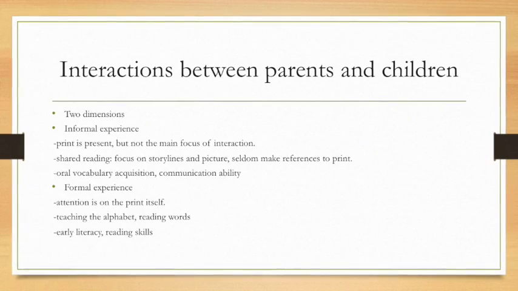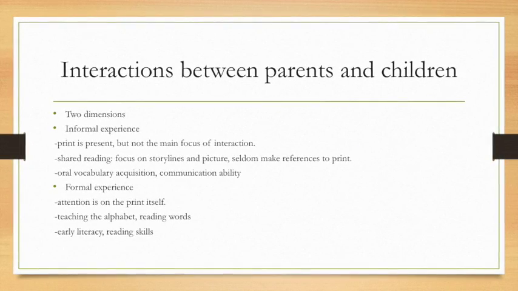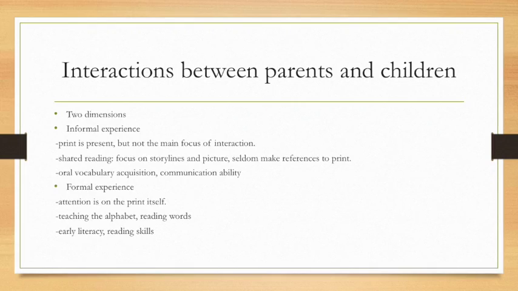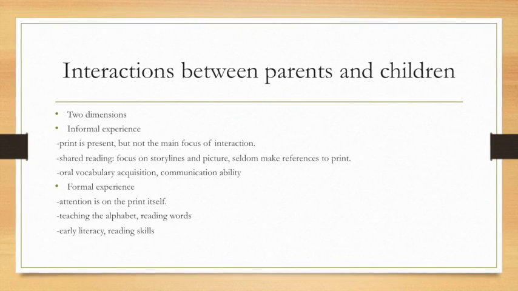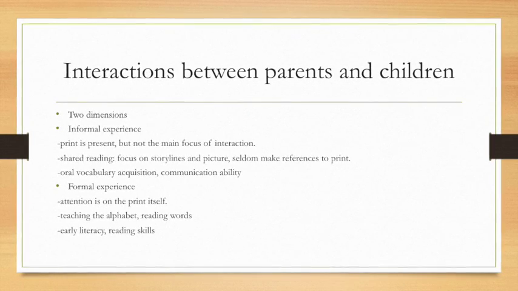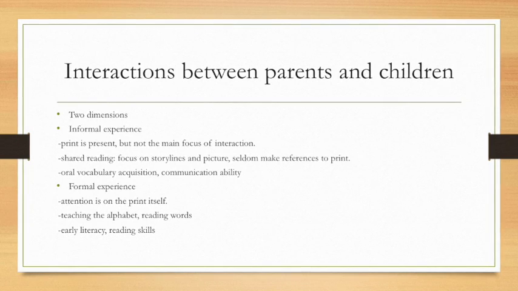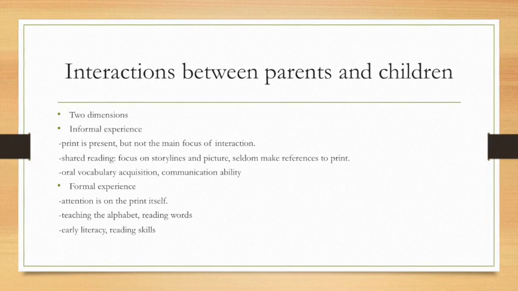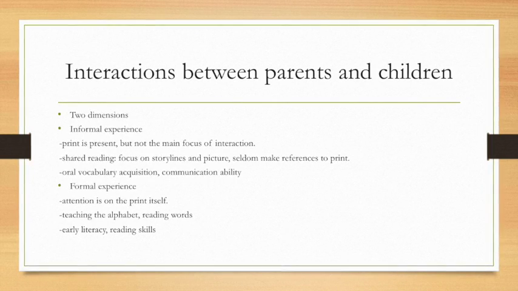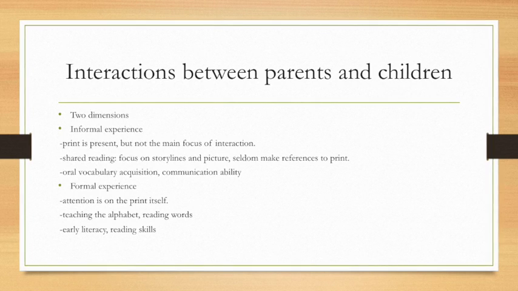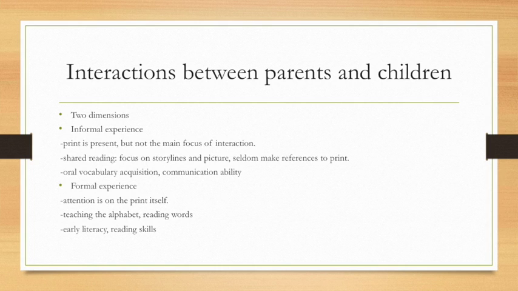The two dimensions play different roles in learners' literacy development. This indicates that if parents feel that their children are falling behind in one aspect, like alphabet knowledge, they can create a corresponding experience, like formal experience, to enhance that ability.